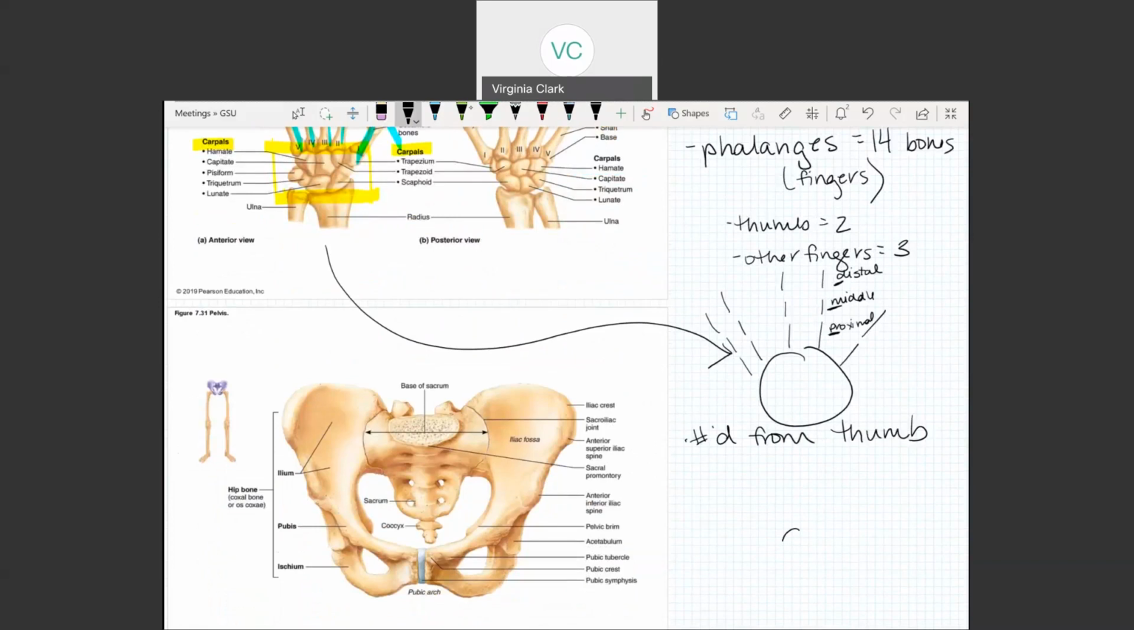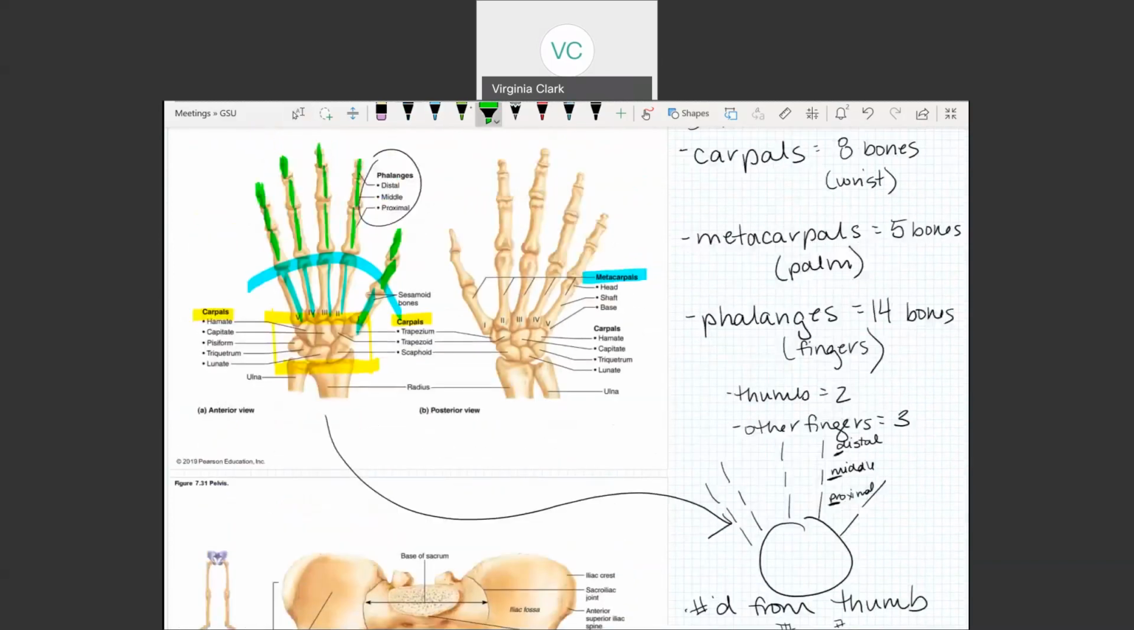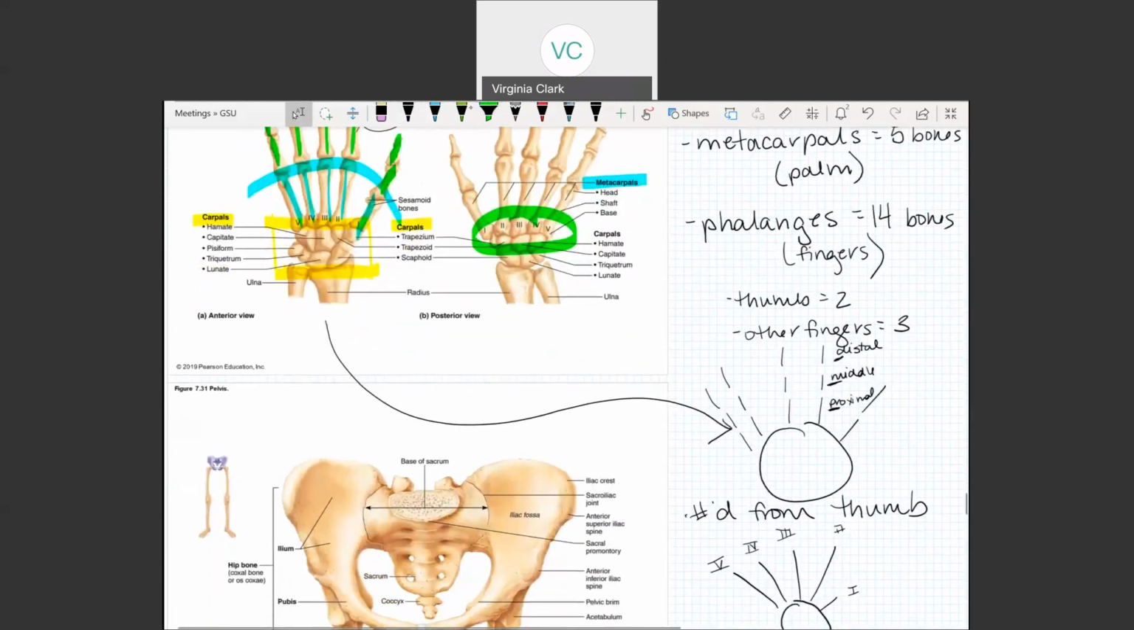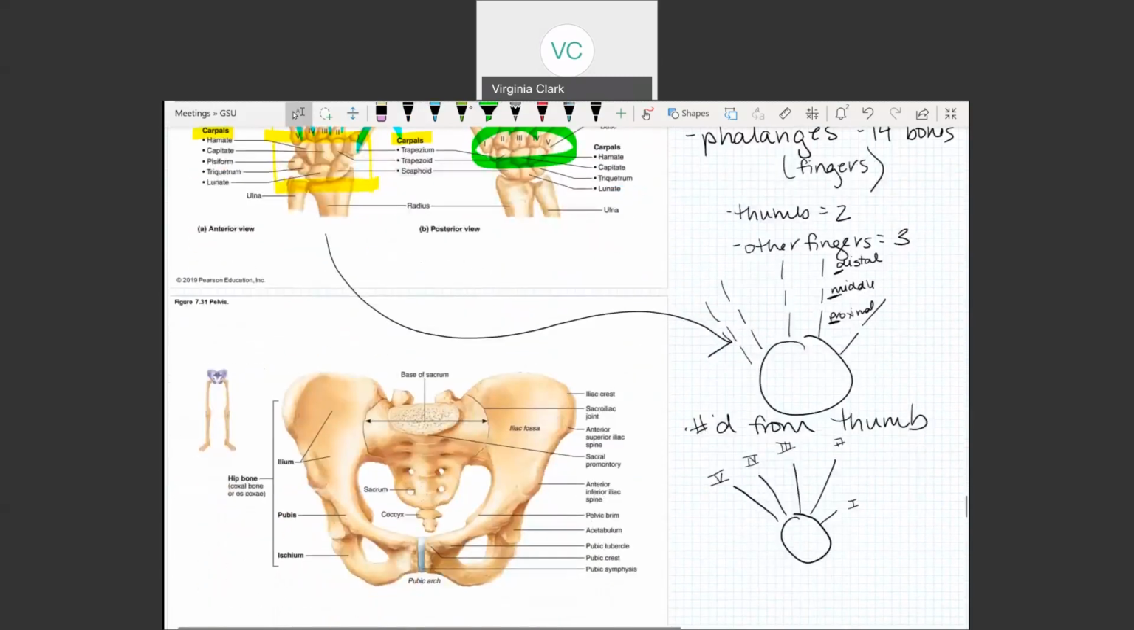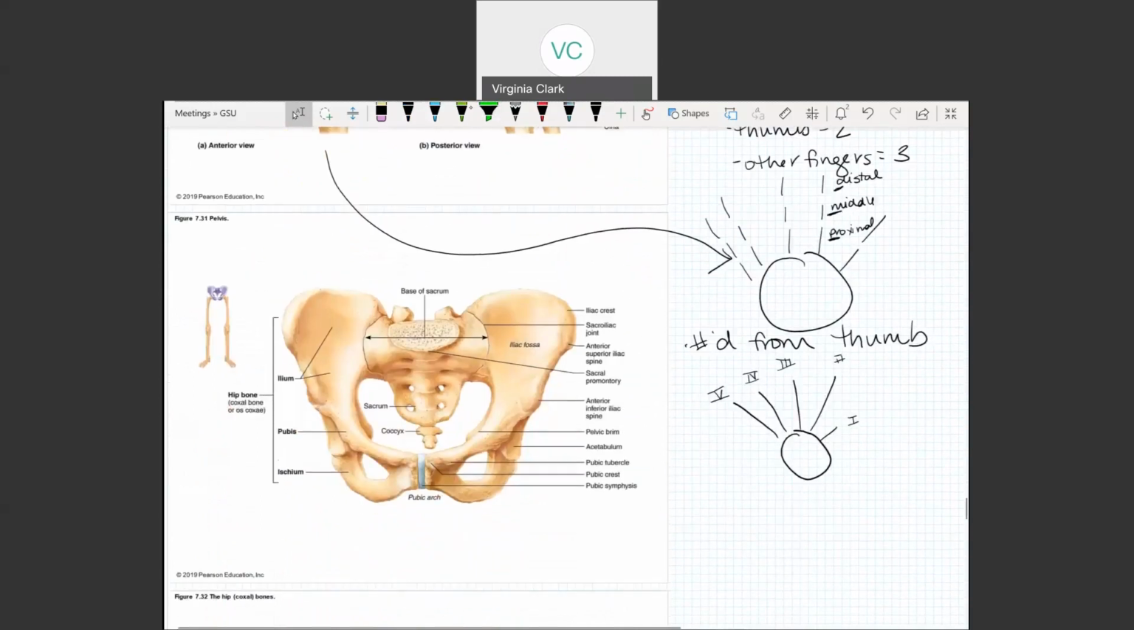So if this were my palm, here's my thumb, finger, finger, finger, finger. This would be 1, 2, 3, 4, and 5. You can see those listed right here. So that's how you know to name from your thumb out. You can name them 1, 2, 3, 4, 5, metacarpal, phalange, proximal, middle, distal. You need to know all that. Okay, so that was your upper extremity and your pectoral girdle.